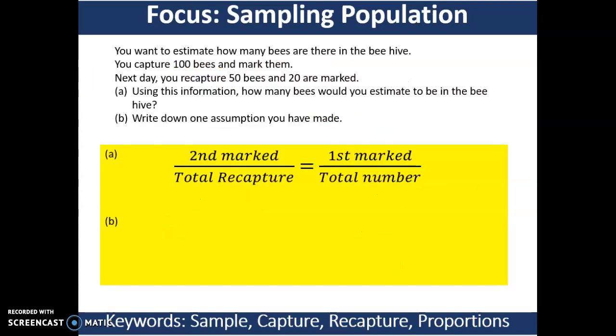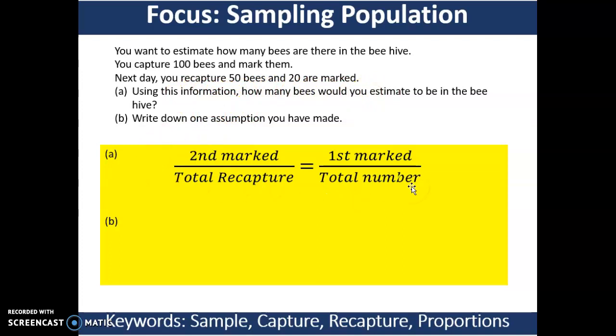Okay, next one we're going to go through is called capture and recapture kind of questions. So you capture 100 bees and you mark them because you want to know how many bees there are in a beehive. Once you've marked, identified, tagged, whatever you want to do with these bees, the very next day you recapture 50, but then 20 of them are actually marked. So how many bees would you estimate to be in the beehive, and write down one assumption.